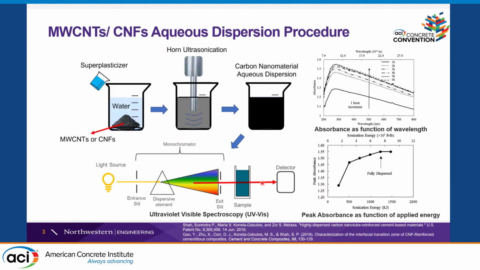How do we do the dispersion? We use a superplasticizer as a dispersant that we add to the water, and we have powder form of multi-wall carbon nanotubes and carbon nanofibers. Then we add ultrasonic energy to do the dispersion of the system. Then we have a black water or dispersive suspension, and then we can use ultraviolet-visible spectroscopy to see how well dispersed the systems are in the aqueous solution.